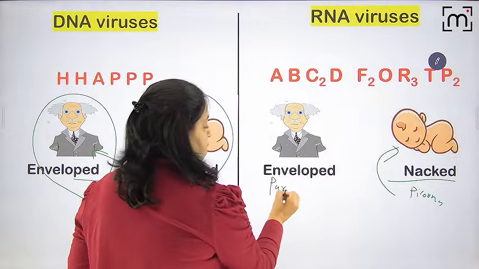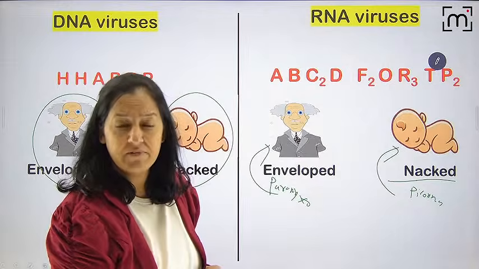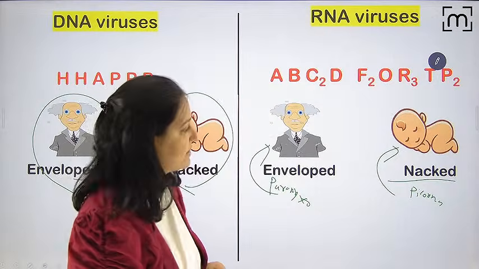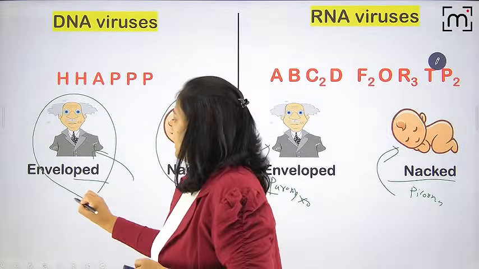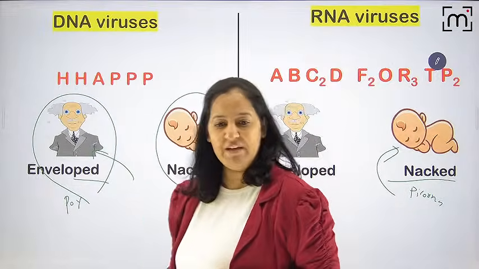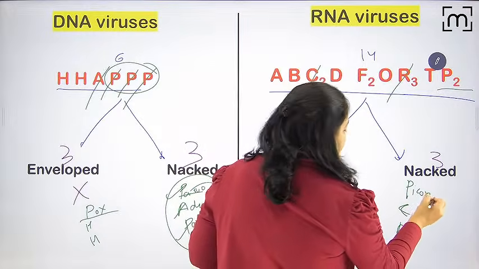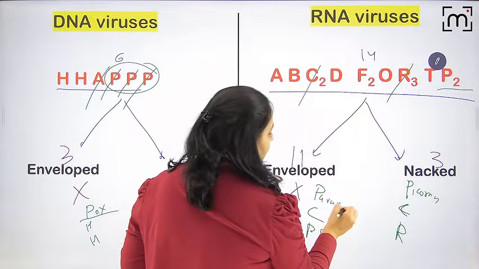Mr. Paramyxo. Give respect. Give clothes. Give envelope. Grandfather. Senior citizen. Got it? The same concept we have applied here. This one is Mr. Pox and this one is Parvo. Got it? So for P, we have the concept. This one is picorna and this one is paramyxo. There is no confusion in that.